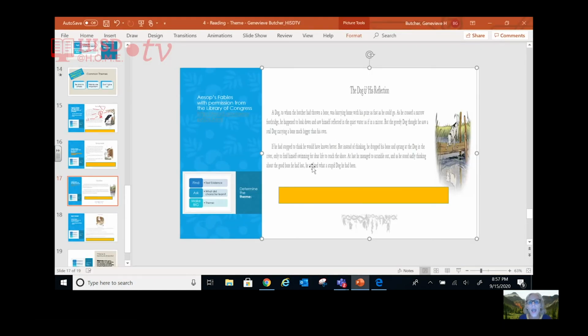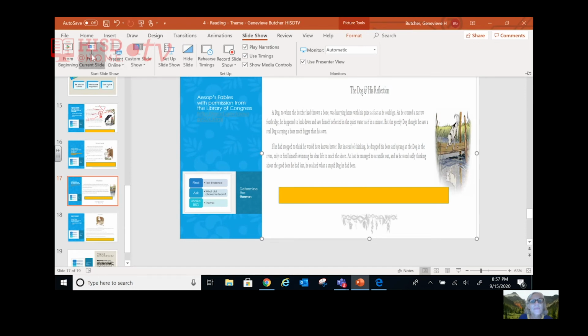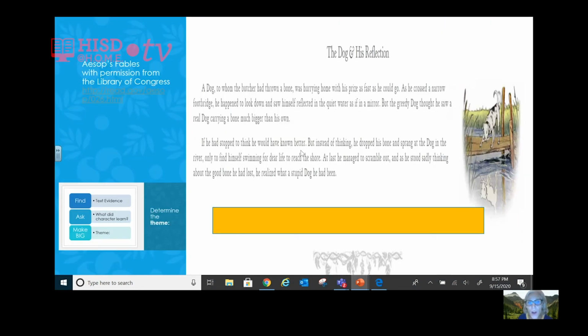Okay. If he had stopped to think, let's go back. If he had stopped to think, he would have known better. But instead of thinking, he dropped his bone and sprang. That means he jumped at the dog in the river, only to find himself swimming for dear life to reach the shore. That's like the banks. At last, he managed to scramble out.